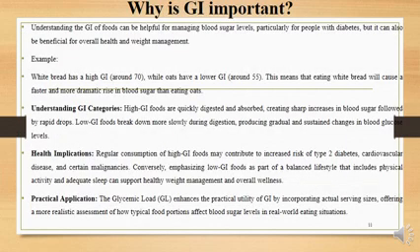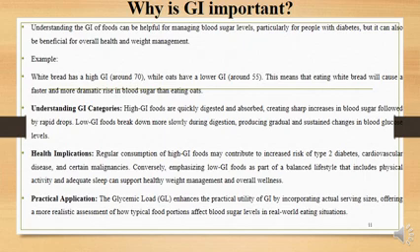Why is GI important? Understanding the GI of food can be helpful for managing blood sugar levels, particularly for people with diabetes, but it can also be beneficial for overall health and weight management. For example, white bread has a high GI of around 70, while oats have a lower GI, around 50 to 55. This means that eating white bread will cause a faster and more dramatic rise in blood sugar than eating oats.